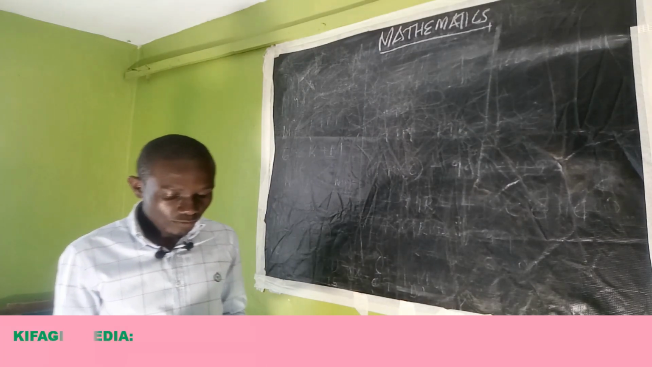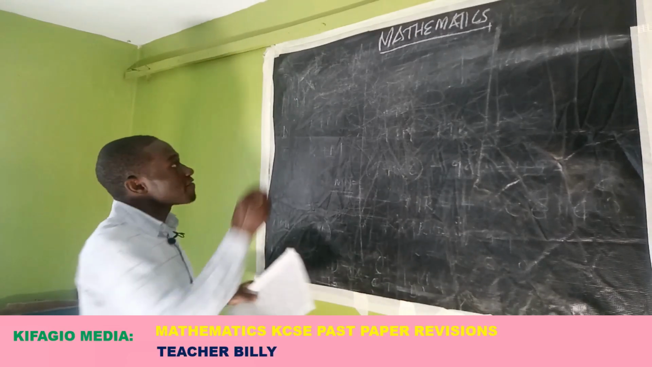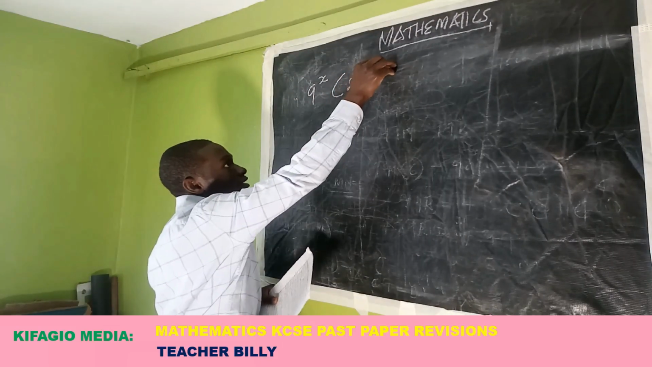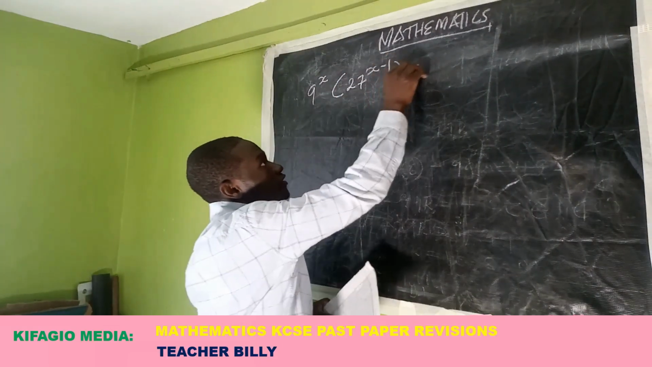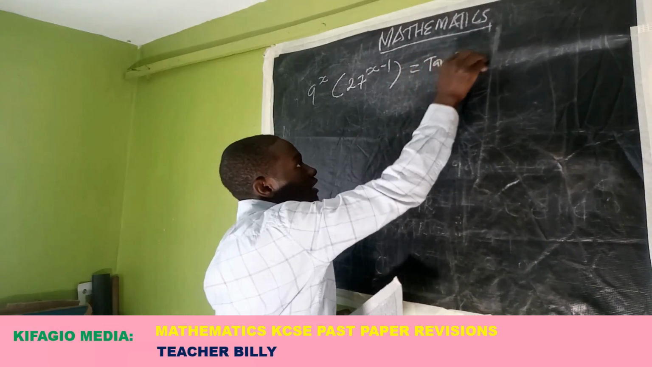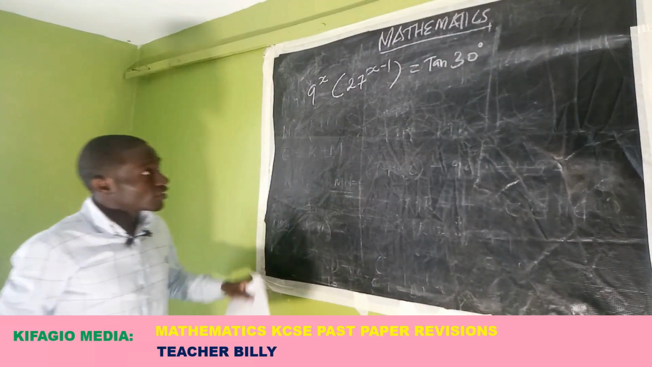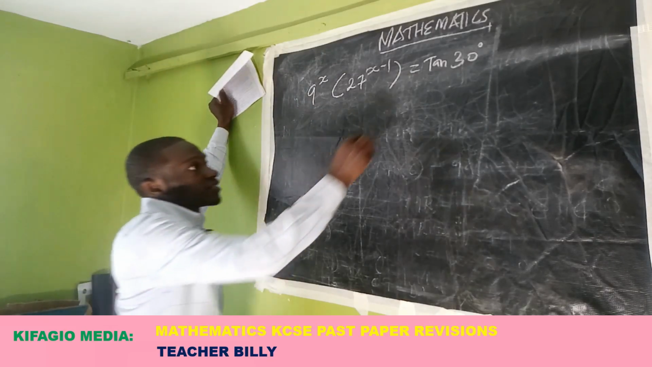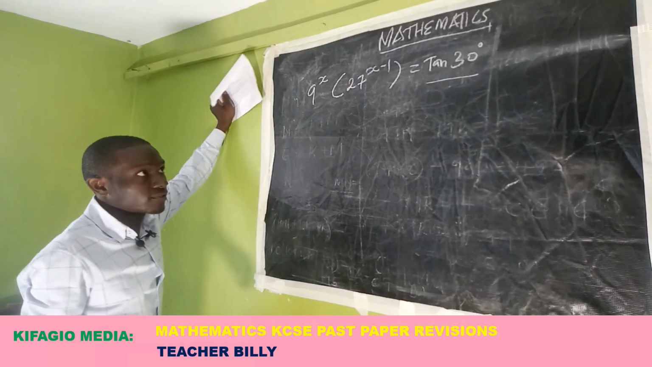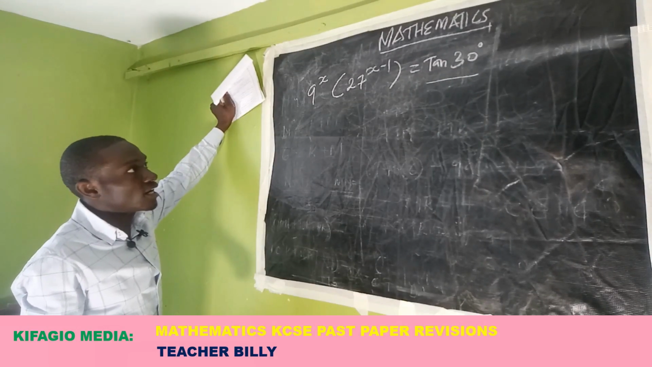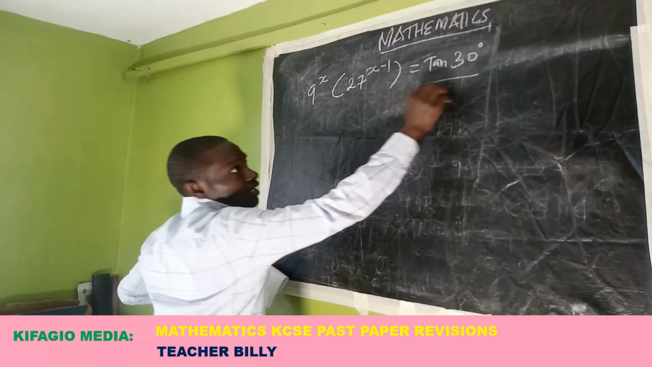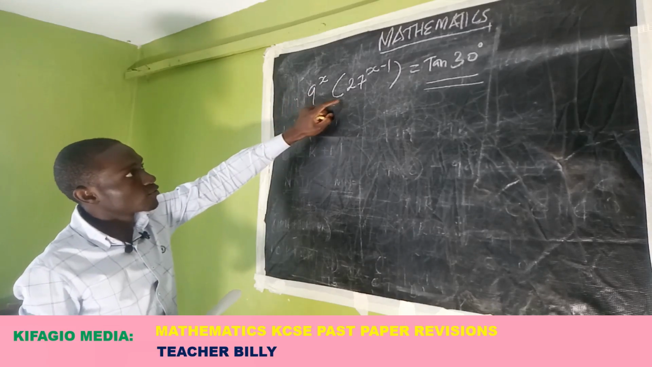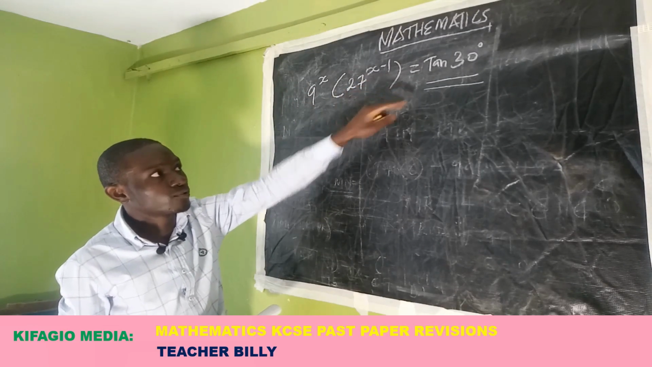Question 3. Solve for x without using a calculator or a mathematical table. We're having 9 power x into brackets 27 power x minus 1 is equal to tan 30 degrees. Now class, the question is testing you on the laws of indices and also the basic concepts on trigonometric ratios and special angles. So we're having 9 power x into brackets 27 power x minus 1 is equal to tan 30.